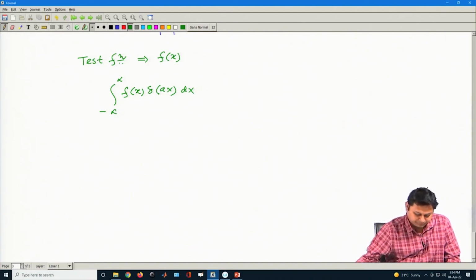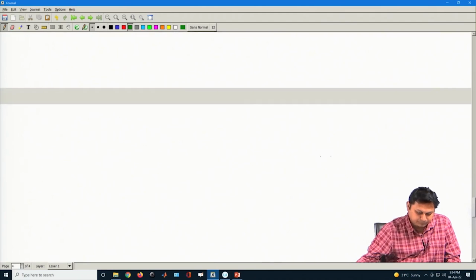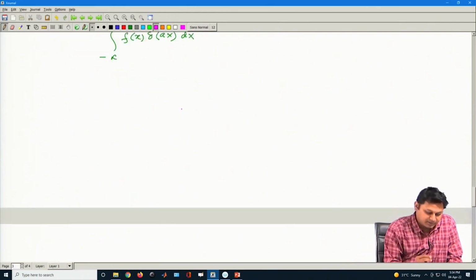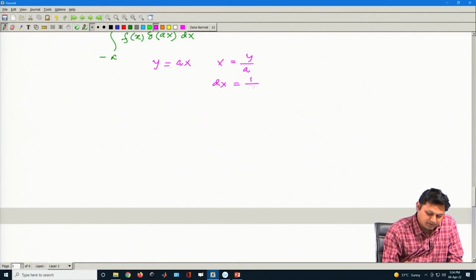Now, after that we will make some transformation, like y is equal to ax, then x should be equal to y by a, so that dx will be 1 by a dy.